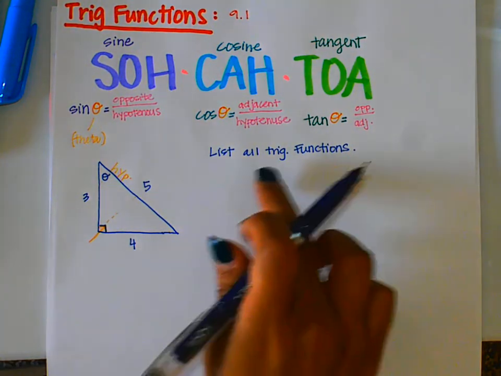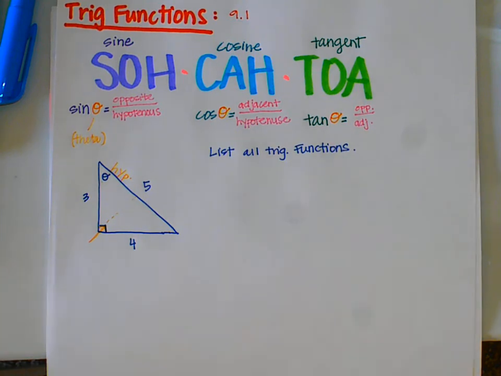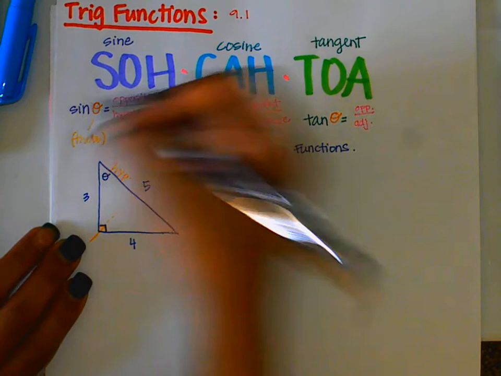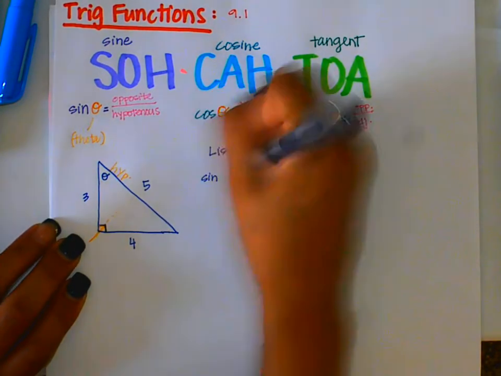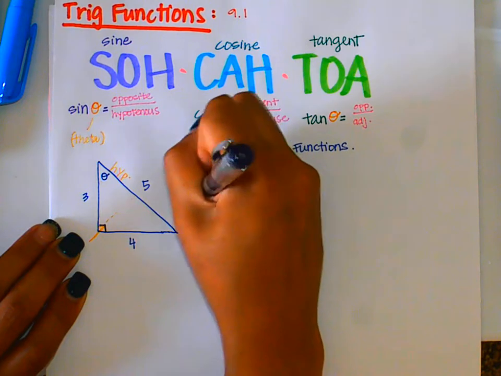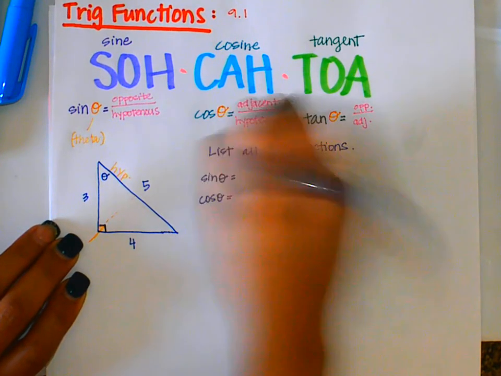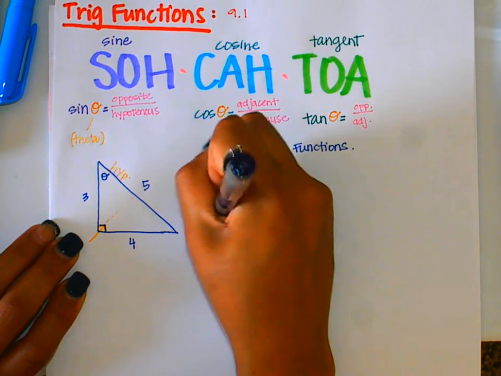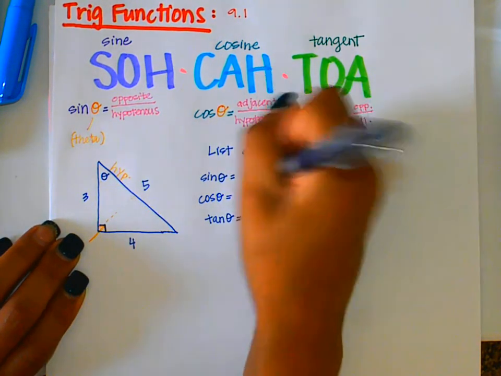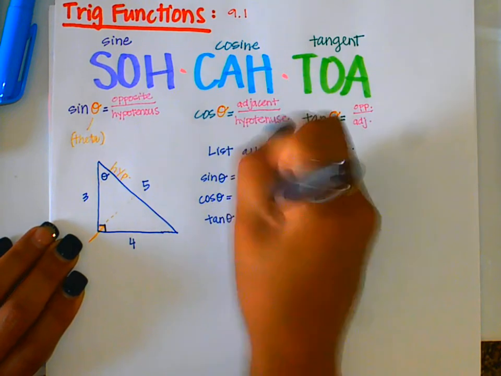I want to know all trig functions. There's actually 6 of them, but we've only done 3 so far. So I want to know the sine of theta, what that equals. I want to know the cosine of theta, what that equals. And I want to know the tangent of theta and what that equals. So I know that each one of these will be fractions. So fraction, fraction, fraction.